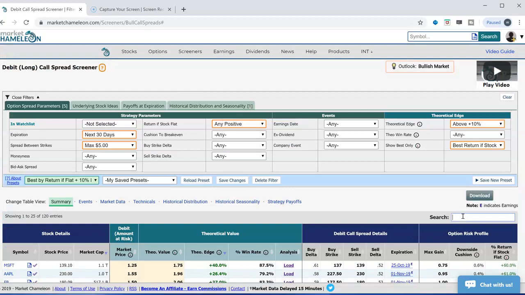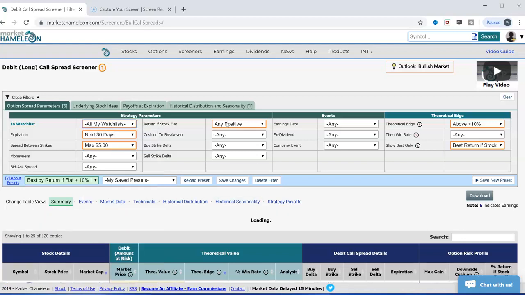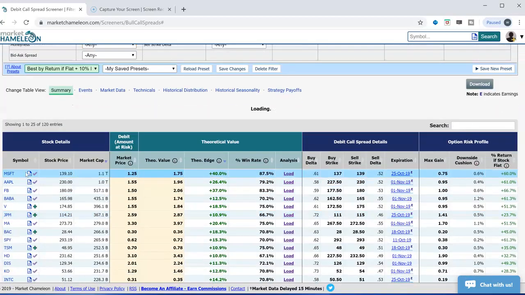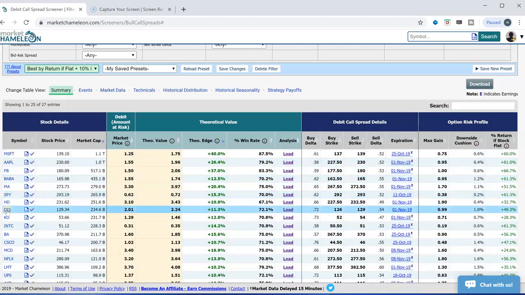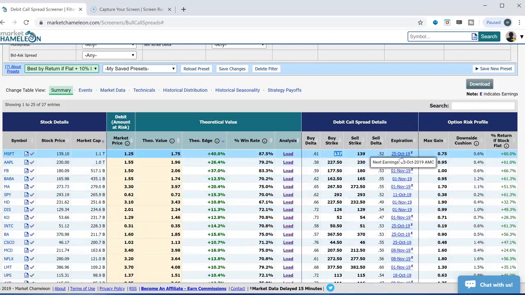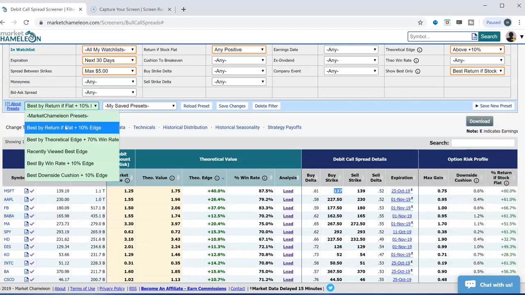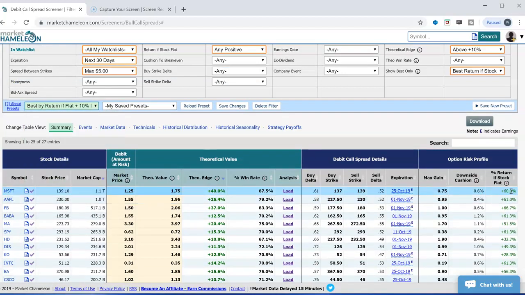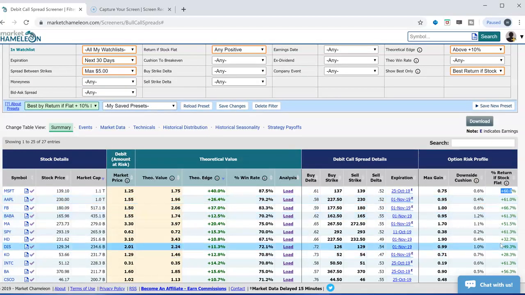Of course, if you want to look for a specific symbol, type it in here. Or if you want to just load your watch list, just select your watch list, and then it'll run your watch list through these parameters. And then down here, it's going to pop in the best call spread candidates given all this information. So there you go. So these are all my watch list, and here it is based on best return if stock is flat, given a positive edge over here. So you could see how I lined those up.